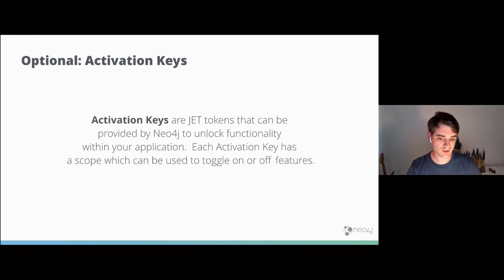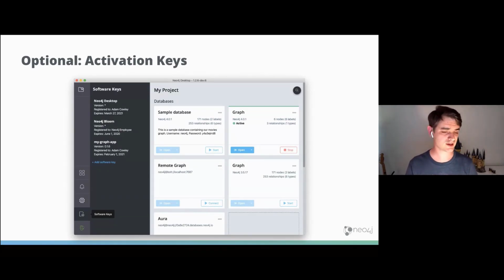You can also include activation keys. These are JET tokens, so JSON enablement tokens, kind of similar to a JWT token. You can use these essentially to unlock certain pieces of functionality inside the app. So you could use it to monetize the app, or maybe provide beta features to certain people. If you've installed Neo4j Desktop, then you would have either knowingly or unknowingly used an activation key. One is required for Neo4j Desktop. And if you are a Neo4j Bloom user as well, then you would have had to add an activation key for Neo4j Bloom before you could use it.